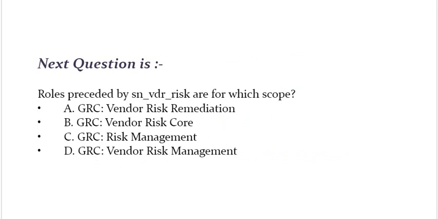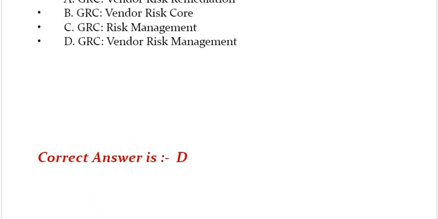Question is, roles preceded by SN underscore VDR underscore risk are for which scope? Option A, GRC vendor risk remediation. Option B, GRC vendor risk core. Option C, GRC risk management. Option D, GRC vendor risk management. Correct answer is option D.